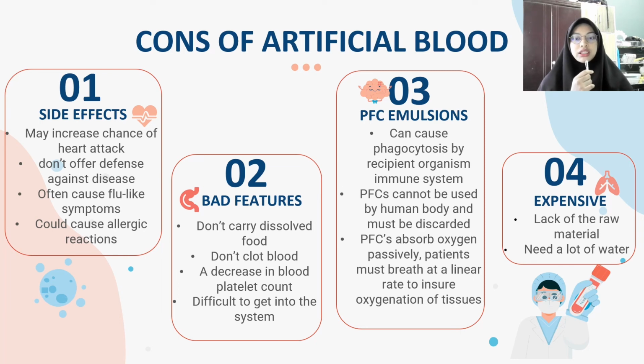The third one is the cons of artificial blood, the types of PFC emulsion. PFC can cause phagocytosis by the recipient organism's immune system. PFC also cannot be used in the human body and must be discarded. PFC absorbs oxygen passively, so the patient must breathe at a linear rate to ensure oxygenation of tissues.